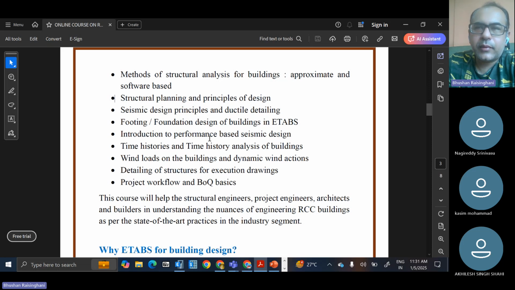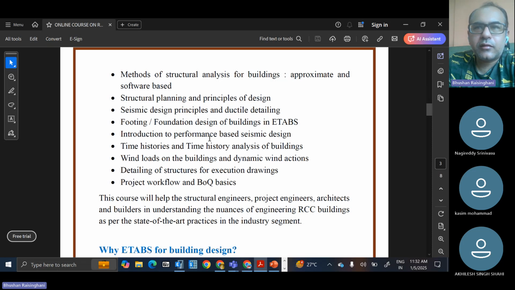So which system is best for this particular building that you are handling, and after that you will plan the elements: where I will put the wall, where I will put the column, where I will put the flat slab or the perimeter beam. All these are very critical, and what principles of design are to be followed, like code compliance.